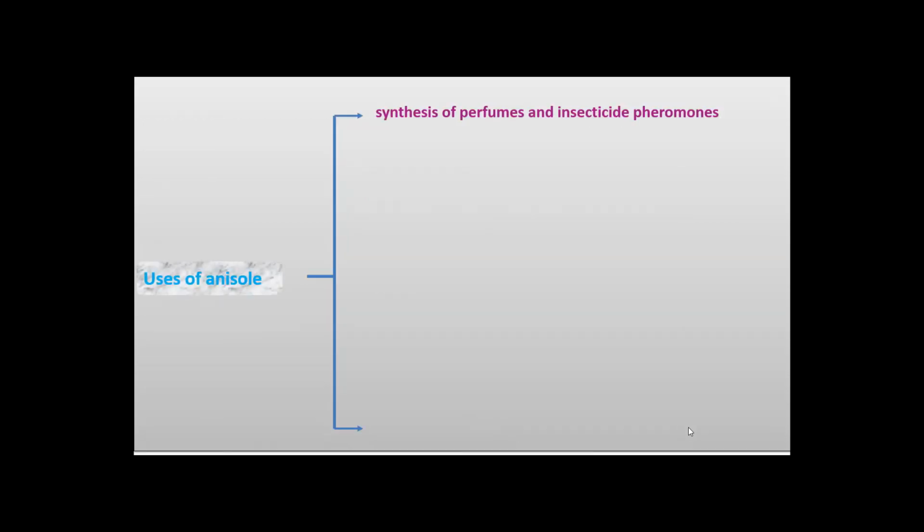Next one is the uses of anisole. Anisole is used for the synthesis of perfumes, insecticides and pheromones. Next use, it is used as a pharmaceutical agent.